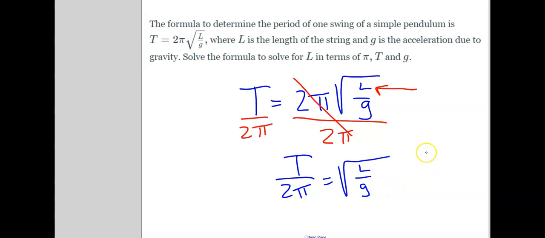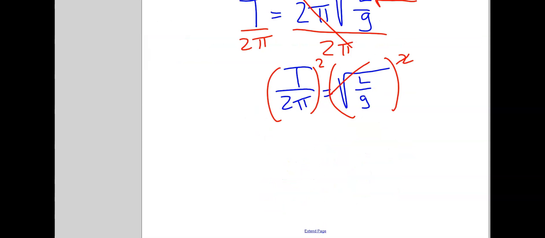Now you can't remove any parts of these fractions until you get rid of this square root sign. So the inverse of a square root is a square. These two are opposites. And if I square one side, I need to square the other side. So that leaves me with t over 2 pi squared equals the fraction L over G.